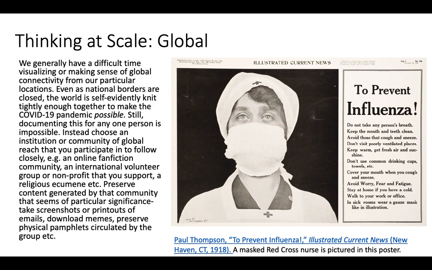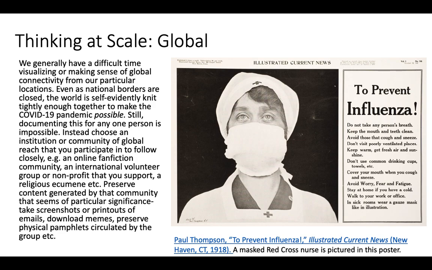As you're thinking about how to collect strategically, think about how this crisis is unfolding at several scales. First, let's consider the scale of the global. We generally have a difficult time visualizing or making sense of global connectivity from our particular locations. But even as national borders are closing around us, the world is self-evidently knit together tightly enough to make this pandemic possible. Still, documenting this for any one person is not possible.